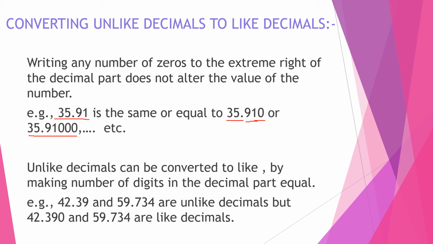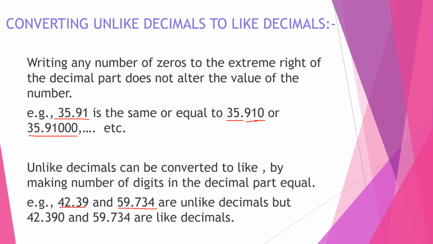So by using this property, you can convert unlike decimals to like decimals. How? Unlike decimals can be converted to like by making the number of digits in the decimal part equal. So how can we make the number of digits in the decimal part equal? By inserting zeros to the extreme right of the decimal part, we can convert them into like decimals. See here, for example, 42.39. And the second example is 59.734. You can see over here, in the first example, two decimal places are there. In the second example, three decimal places are there. So obviously these are unlike decimals.